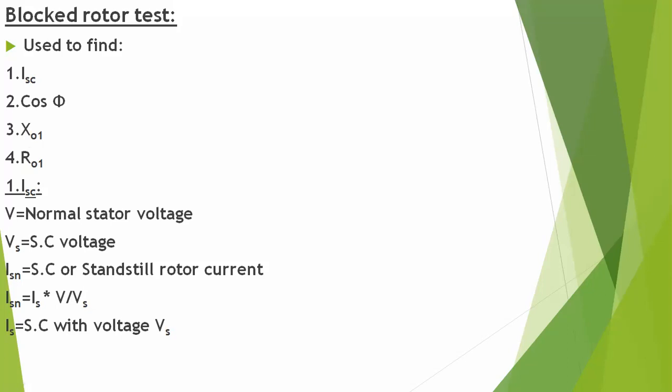Both these values are used for the construction of the circle diagram: short circuit current and power factor on short circuit. Third one is the leakage reactance, so we can find out X01, the total leakage reactance referred to the stator. Next, the resistance R01. So in this also, we know the values. This is the blocked rotor test.